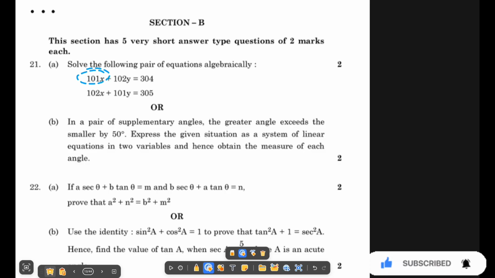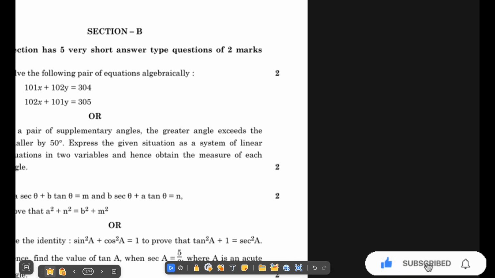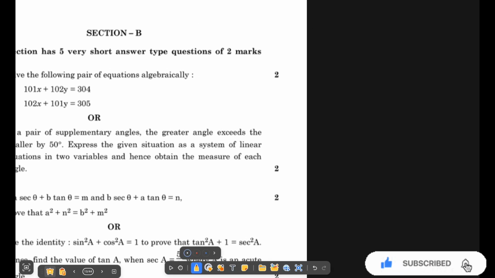Here the coefficient of x is 101. Here the coefficient of x is 102. Here the coefficient of y is 102. Here the coefficient of y is 101. So when the coefficients of x and y are interchanged, there is a shortcut method. I might have told you it before. Again, I will tell you this. First of all, write what are the given equations.